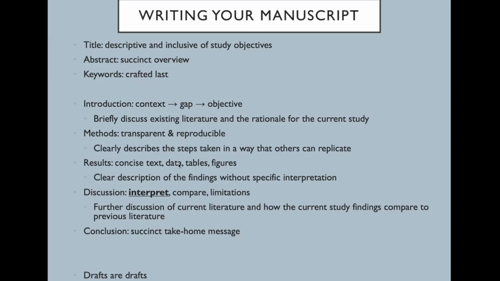The results section should be concise. Like we said, it should have data, tables, figures, and visually appealing graphics. It should be a clear description of the findings of your study without specific interpretation. That interpretation is meant for the discussion section, which is meant to interpret, compare your findings to previous findings, and discuss limitations, including further discussion of how this finding compares to previous literature. The conclusion, lastly, as we spoke about earlier, is a succinct take-home message. In a manuscript, it should be two to three paragraphs or less.